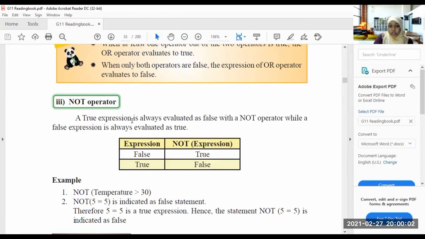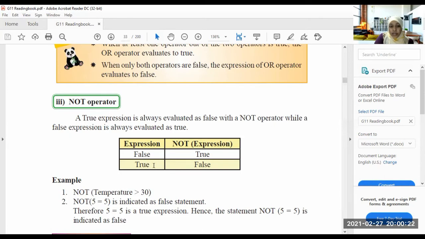A true expression is always evaluated as false. You know this one, right? Whatever we say, it does the other side. If we say go, it won't go. If we say don't go, it will go, right? So if the expression is false, then it is true.